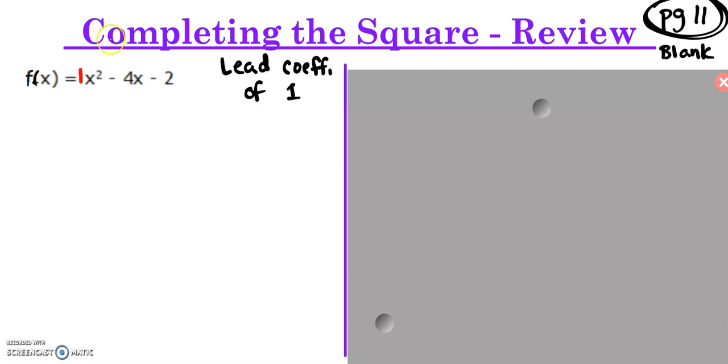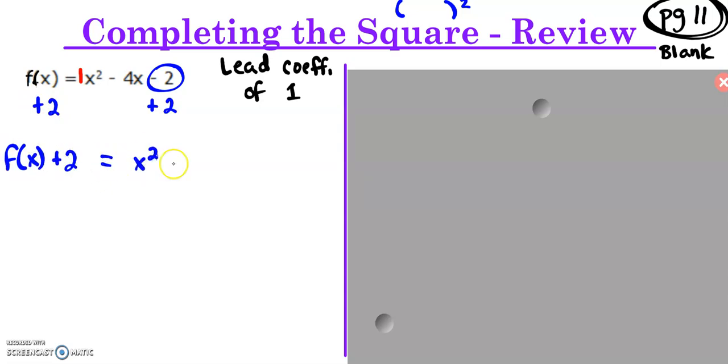And as a reminder, we are completing the square, meaning we're turning something that is currently in standard form into something that is a quantity squared so that it looks more like vertex form, okay? And the way that we're going to do that is we're going to move this c value. So we're going to take this negative 2, and we are going to add it to the other side. So right now we've got f of x plus 2 equals x squared minus 4x. And I'm going to toss a blank on this side, and I'm going to toss a blank on the other side. Now, what goes in this blank on the right-hand side?